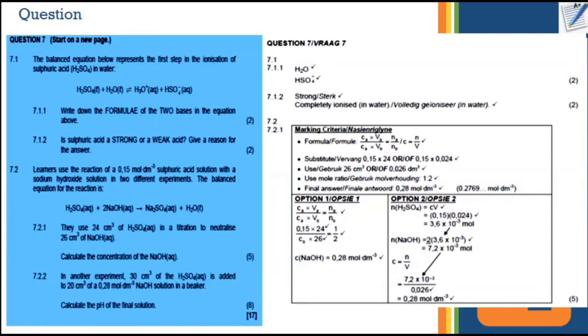And the mole ratio, number of moles of the acid is 1. We can see that from the balanced equation. 1 mole of sulfuric acid divided by 2 moles of sodium hydroxide. When we cross product, to find the concentration of sodium hydroxide, we have an answer of 0.28 mole per cubic decimeter. You must put that SI unit there as well.